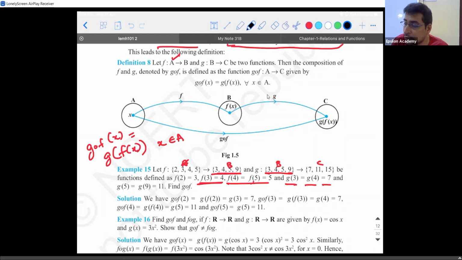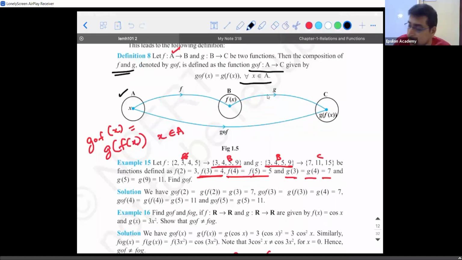If these are two functions, then the composition of f and g is denoted by g circle f and is represented as g circle f mapped from A to C. Or it is given as g circle f of x, or g of f of x, for all values of x that belongs to A. That is where the input comes from.